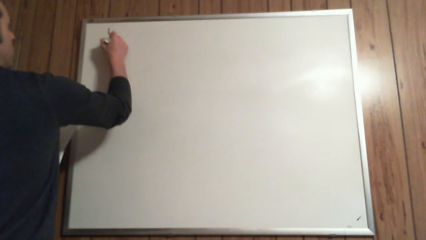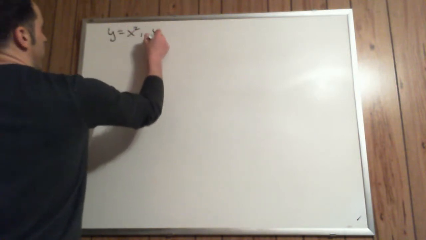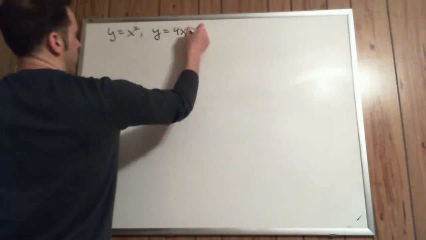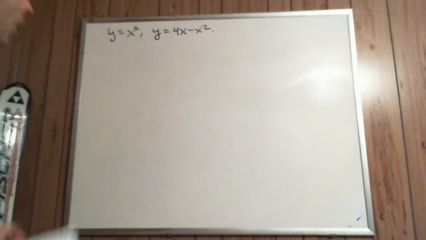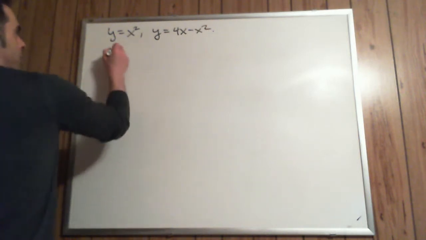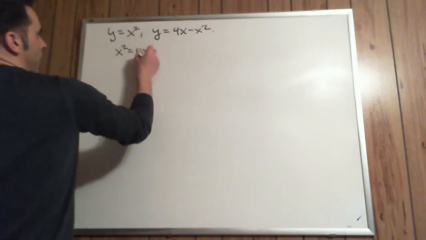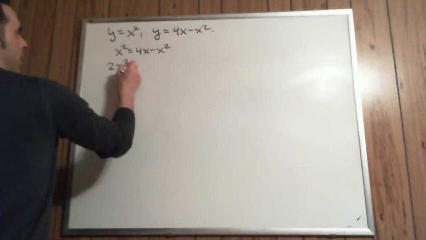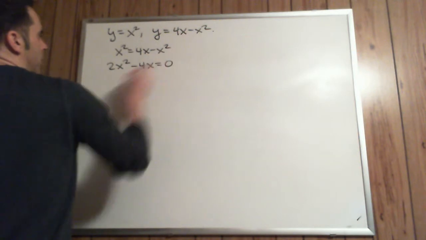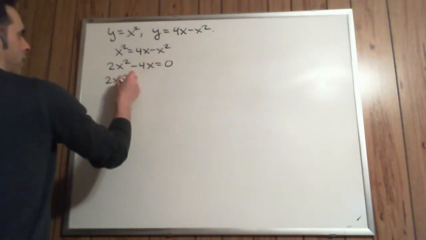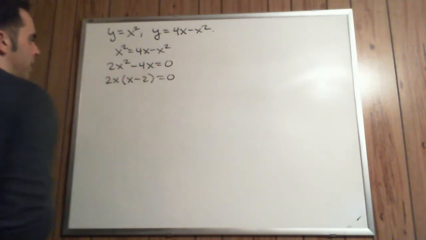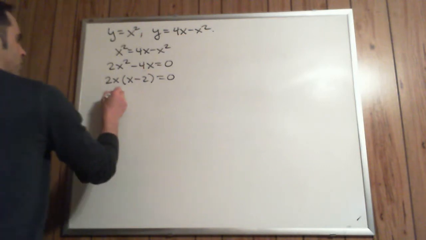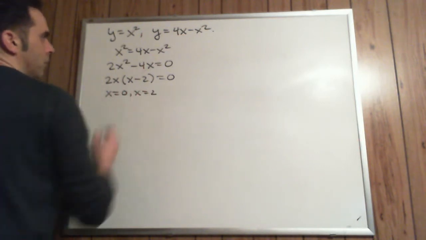Suppose we have the equations y equals x squared and y equals 4x minus x squared. Okay, so we have to get the region. So x squared equals 4x minus x squared. Take everything over and get 2x squared minus 4x equals 0. Factor out the 2x, and I get then x minus 2. So x would be 0, or x would be 2.